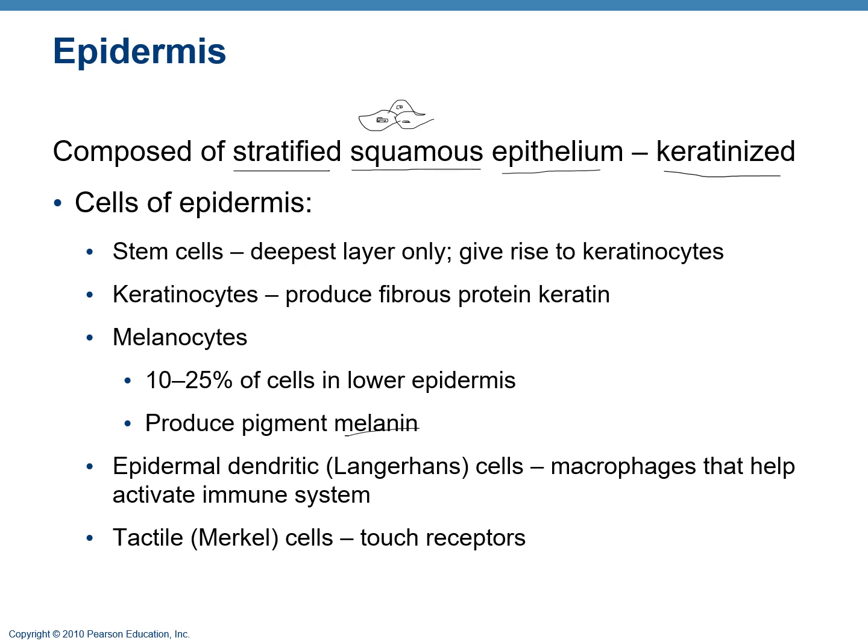And then we also have epidermal dendritic, also known as Langerhans cells. These are macrophages that help to activate the immune system. So they help to form part of this biological barrier. And we also have tactile or Merkel cells, which are touch receptors. So these are going to be specialized parts of our nervous system that assist us in sensing stimuli related to touch.